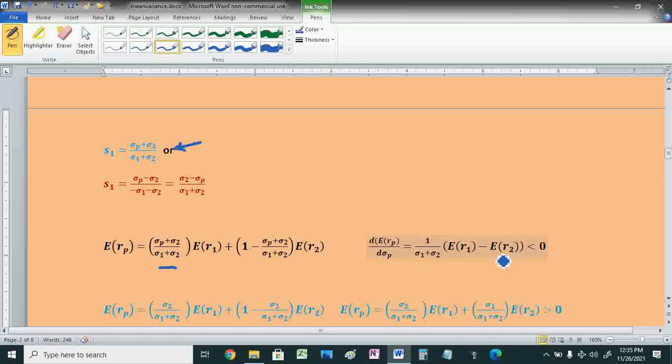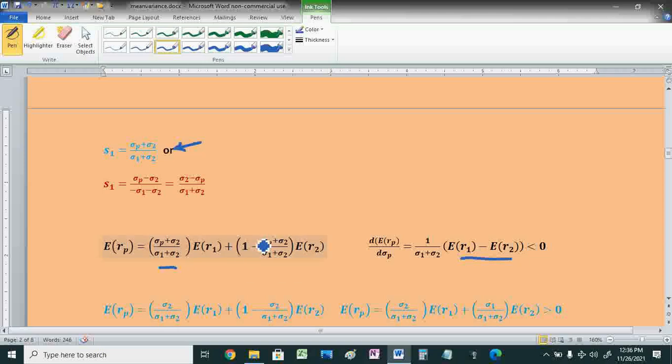And because we have been seeing that the expected return on security 1 is less than the expected return on security 2, this term in the parenthesis is going to be less than 0. The term outside the parenthesis is positive, and this means that this derivative is negative. So if we are using this particular value in this equation, that is, when we are using the first root, we get a negatively sloped relationship between the expected return on the portfolio and the standard deviation of the portfolio.